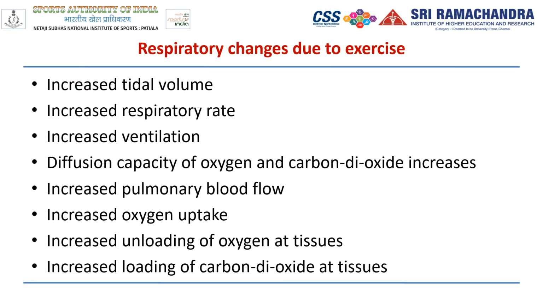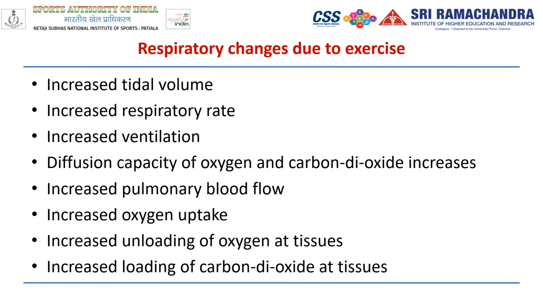Increased tidal volume and increased respiratory rate both result in an increase in the ventilation. Also, the diffusion capacity of oxygen and carbon dioxide increases. That means gas moves from the alveoli to the pulmonary capillary. Particularly, the oxygen moves from the alveoli to the pulmonary capillary, and the carbon dioxide moves in the opposite direction. Both these diffusions happen at a higher rate when we exercise.